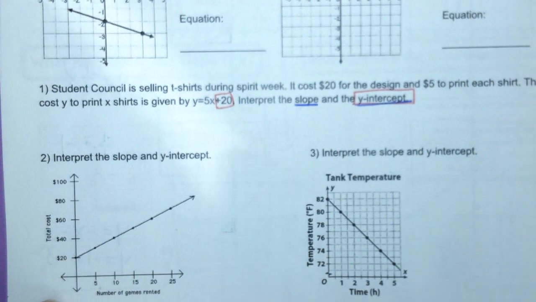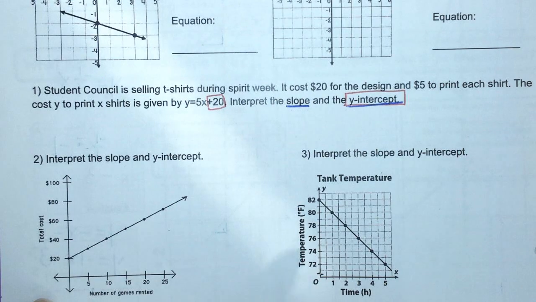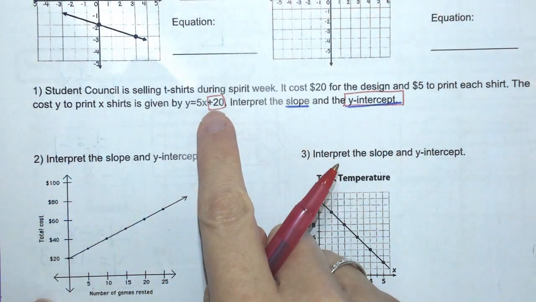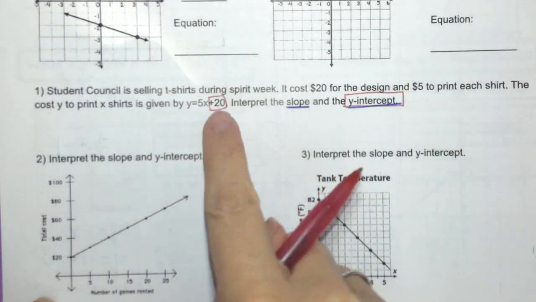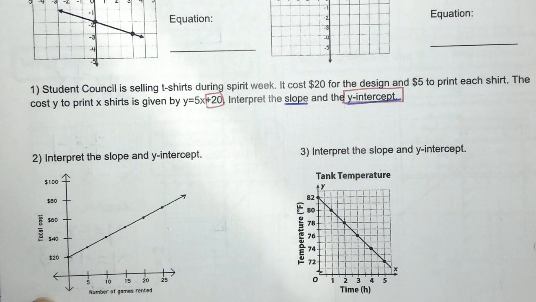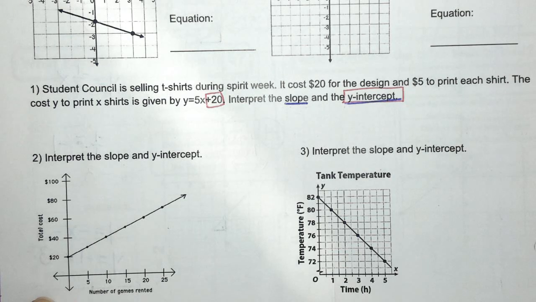In this story problem, we have to say what the y-intercept means. If this is what it means to begin, what are we talking about in the context of this problem? The context of this problem, what is the 20 meaning? To start, we have to do what? What does this mean in the context of this problem? No one has any idea?